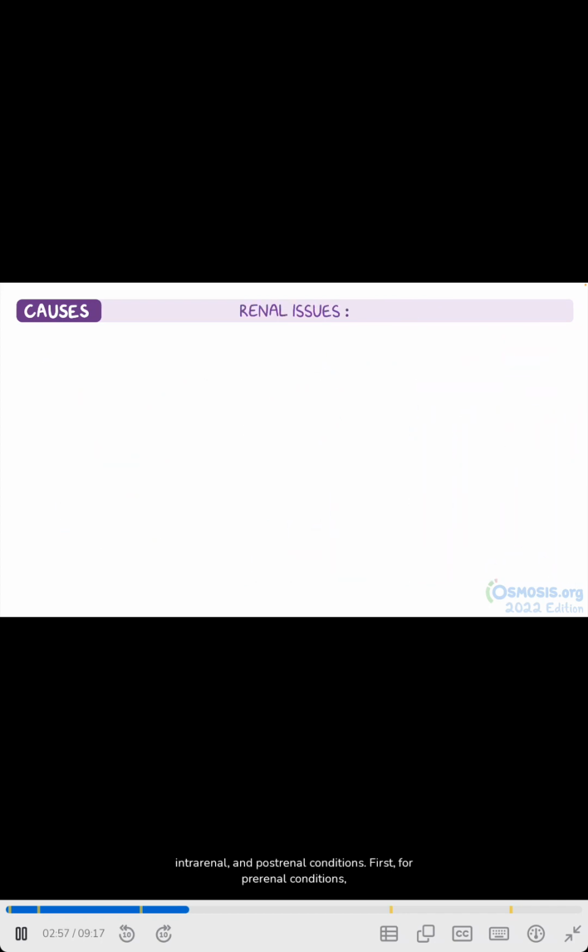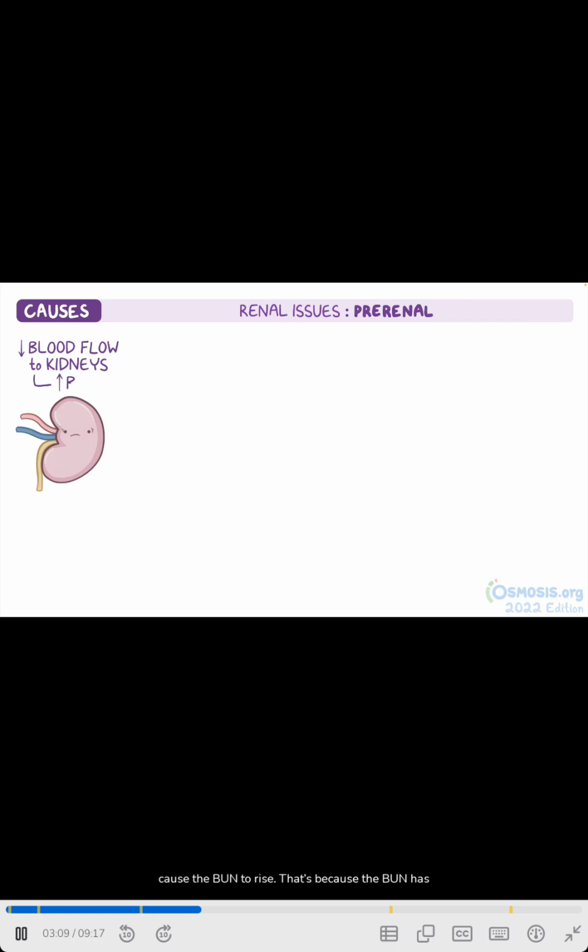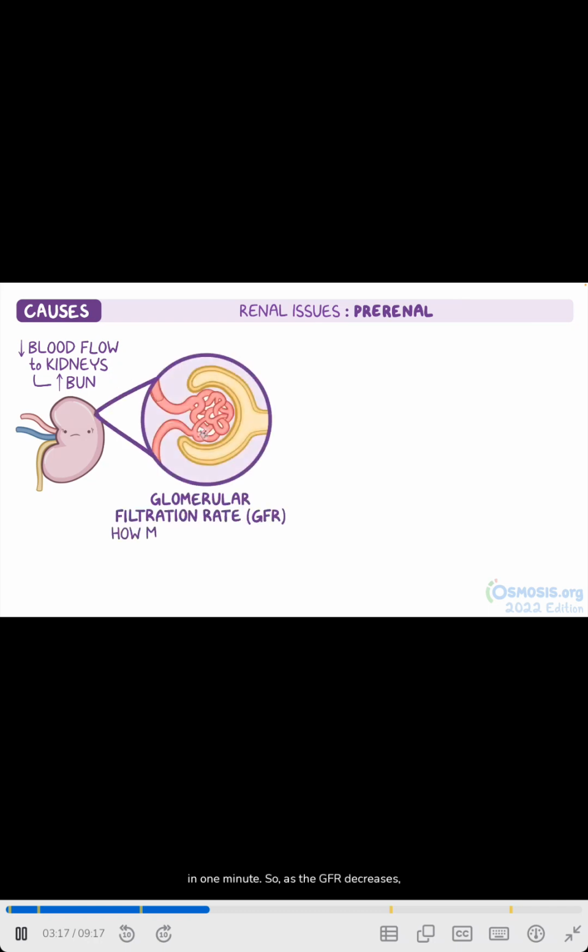As for renal issues, the BUN can change due to prerenal, intrarenal, and postrenal conditions. First, for prerenal conditions, anything that causes decreased blood flow to the kidneys can cause the BUN to rise. That's because the BUN has an inverse relationship with the glomerular filtration rate, or GFR, which is how much blood the kidneys filter in 1 minute.